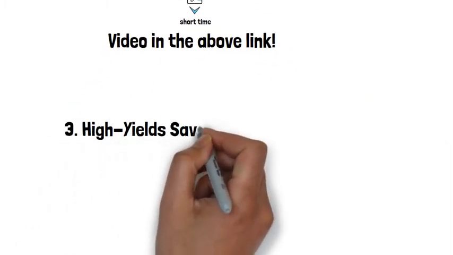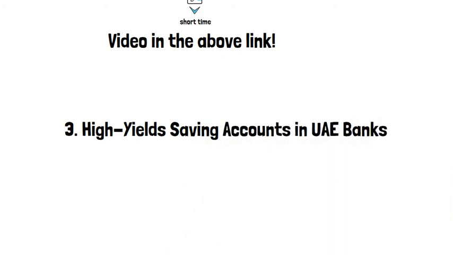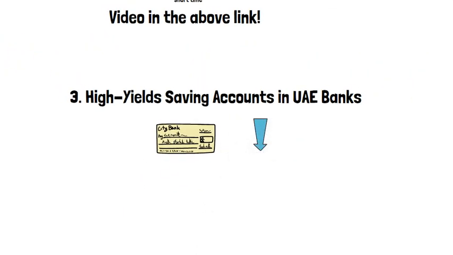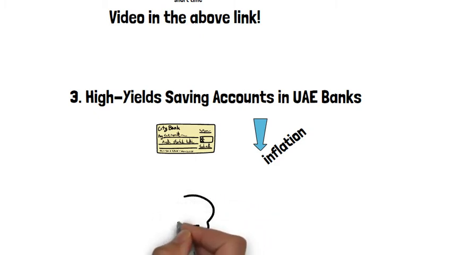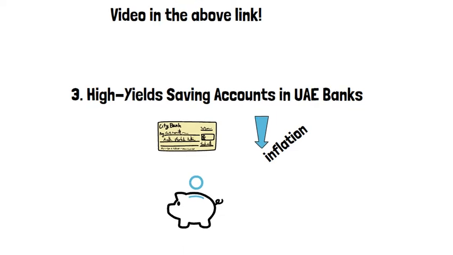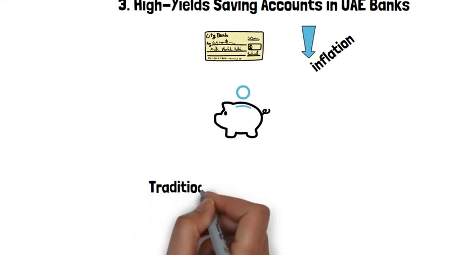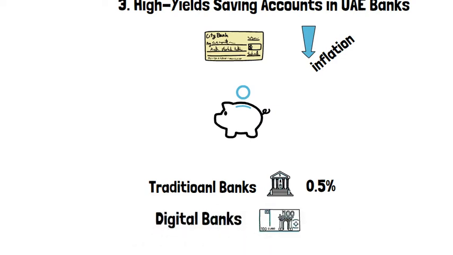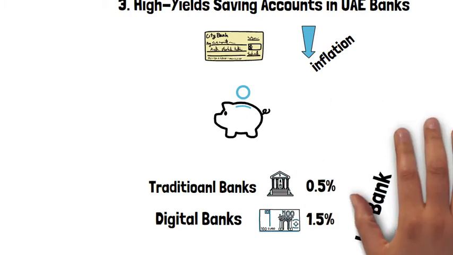Option number 3. High yield saving accounts. If you keep your money in a current account, it will lose its value due to inflation. However, if you don't want to invest that money, you can at least keep it in a high paying saving account. The problem is, traditional banks pay no more than 0.5% for a normal saving account. Therefore, it's better to search for a digital bank. They still manage to pay up to 1.5% because they have low operating cost. Examples: Liv Bank and Mashreq Neo.